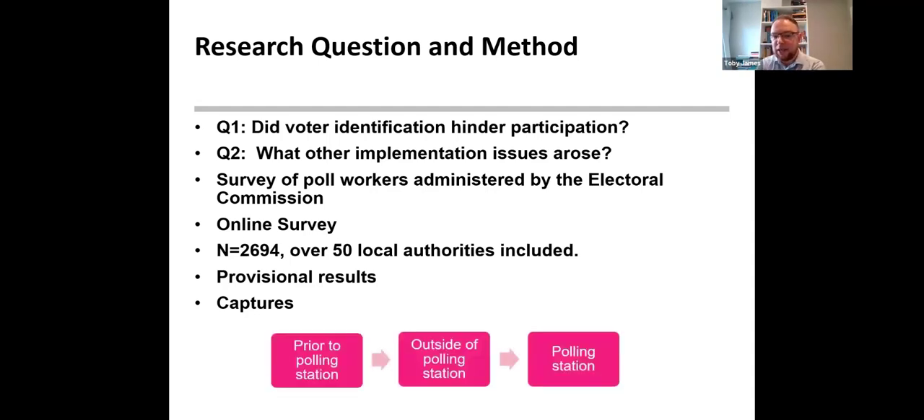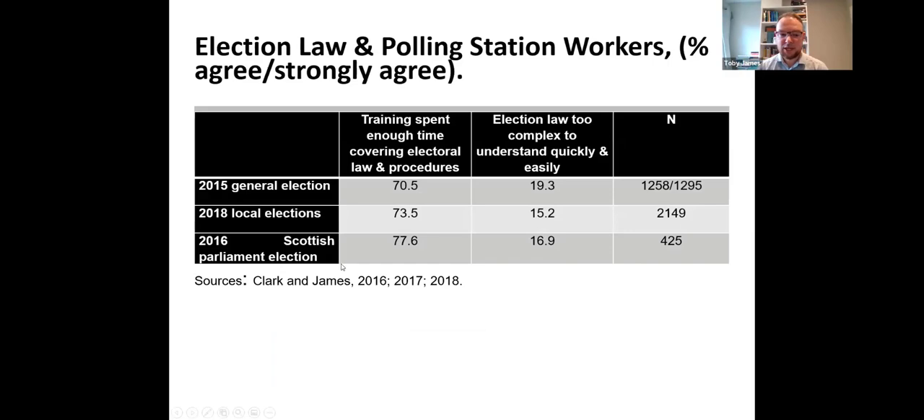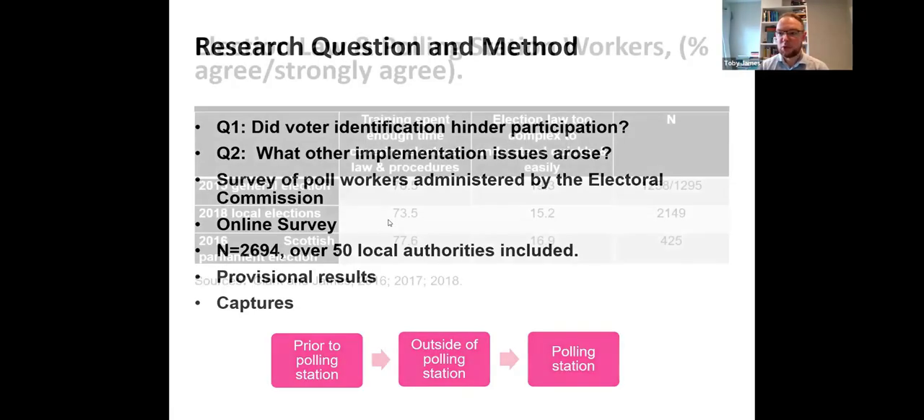And importantly, as Phil mentions, what we're looking at here is what goes on inside the polling stations, not what goes on prior to the polling stations. And therefore, this underestimates the effect of voter ID in terms of participation. We need other studies, like those that I think Petra is going to introduce, to get the broader picture, and these things fit together. And I'm going to hand over now to Alistair, who's going to take us through the results.